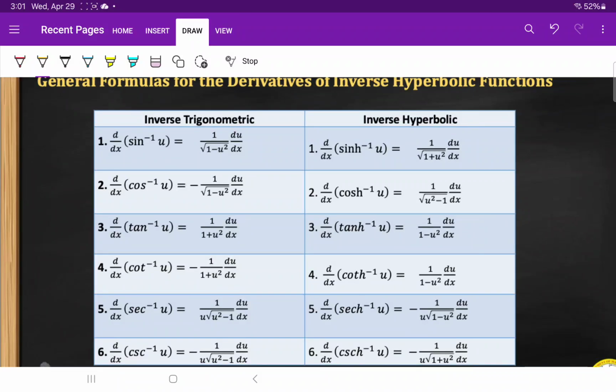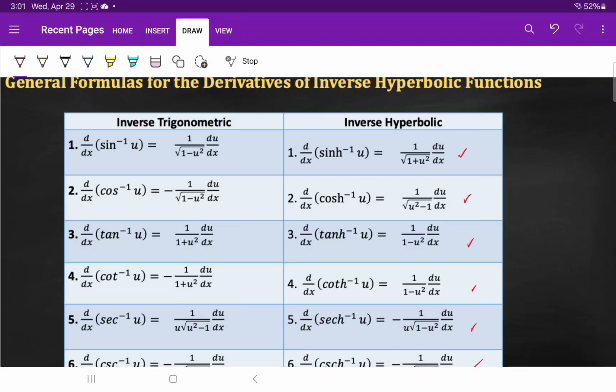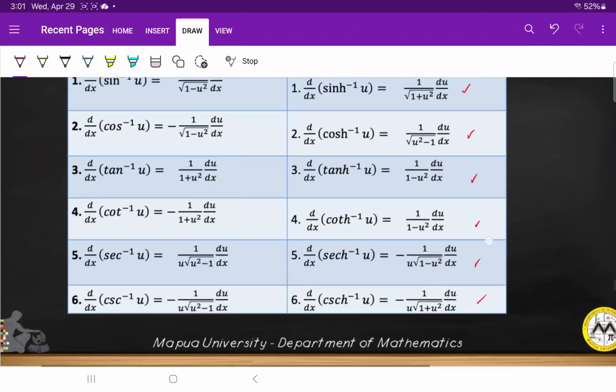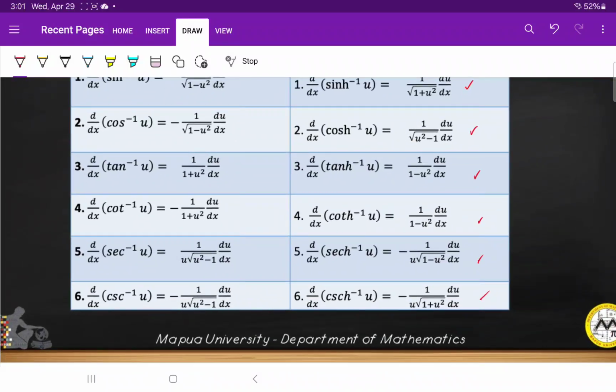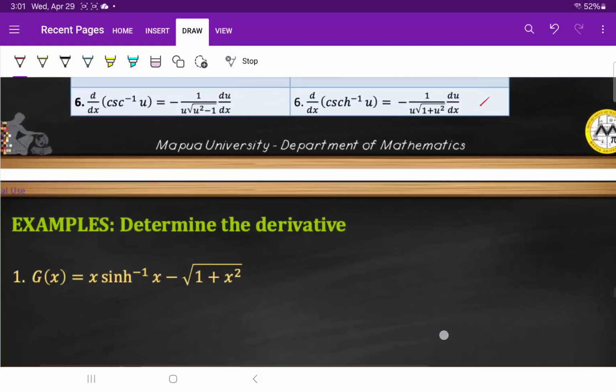So we're now on the derivative of inverse hyperbolic functions. Okay, so what's the difference with inverse trigonometric? Here, for inverse trigonometric, you have 1 minus u squared. Here you have 1 plus u squared, then u squared minus 1 for inverse hyperbolic cosine. Remember, for inverse hyperbolic tangent and cotangent, they are exactly the same. Then this is for inverse secant, inverse hyperbolic secant, and inverse hyperbolic cosecant.